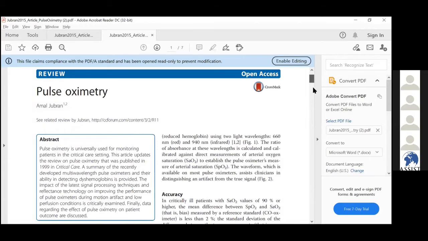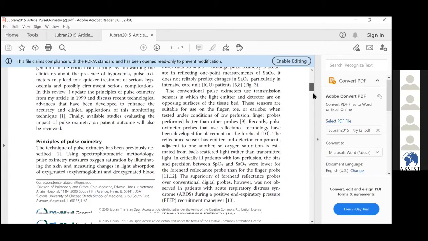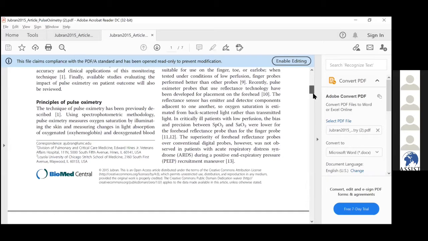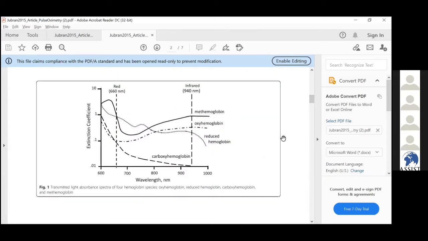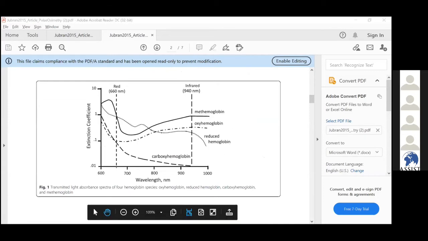Yeah, you can go down. So I have already shared the article to the WhatsApp group. Did some of the people get a chance to read the article?